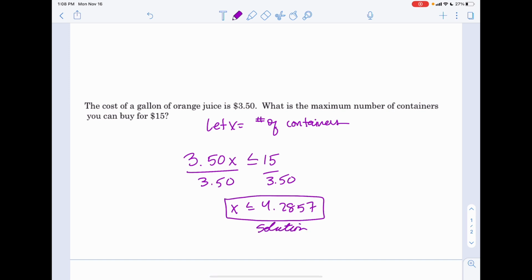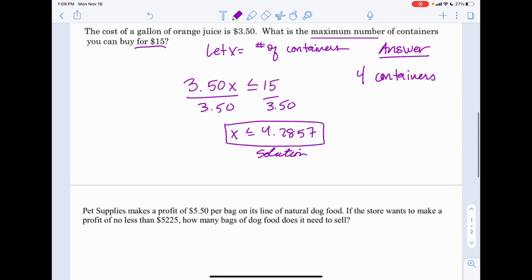So any number less than that. Now, you couldn't walk into a store and buy 4.2857 containers of orange juice, so the maximum number that we can buy is going to be the largest integer, or the largest whole number that we can use here. So 4 containers is going to be our answer, because 4 is the largest number of containers we can buy that will also be less than $15. Let's look at another example.